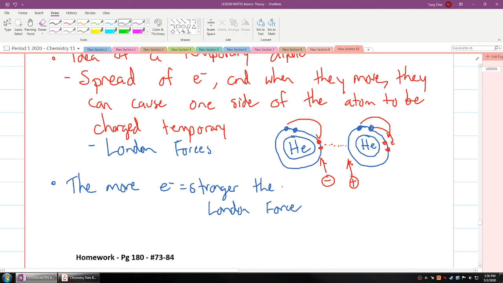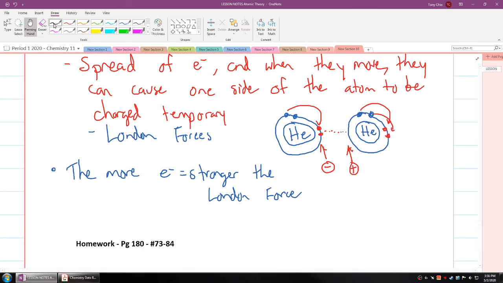What we also know is that the more electrons, the stronger the London force. Because as you have more electrons, you could all be forced to one side, and it could cause a bigger positive and negative charge. Again, these are weak though. Just make a note again. These are weak bonds. And not only the weak bonds, they're also temporary.